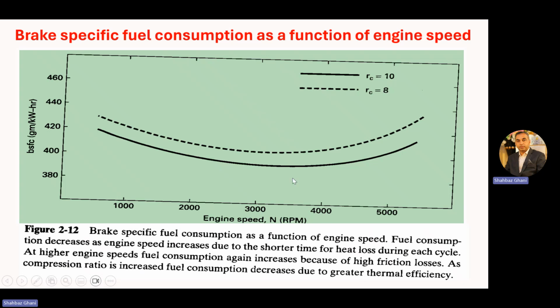Now let's see this graph. We have two engines with compression ratios of 10 and 8. On the x-axis, we have engine RPM ranging from 0 to 6,000. And on the y-axis, we have brake specific fuel consumption in grams per kilowatt-hour, ranging from 360 to 480. So the engine with the higher compression ratio is this one.